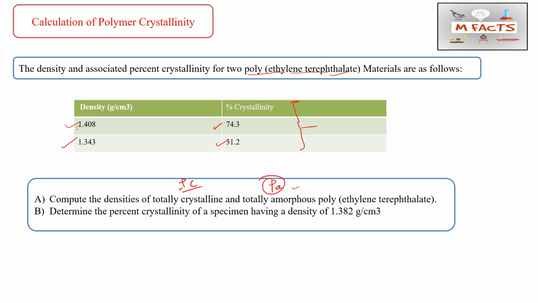This is the amorphous polymer, and the B part is to determine the percent crystallinity of a specimen having a density of 1.382 gram per centimeter cube. Once we are able to calculate rho C and rho A, then we will move to the B part and calculate it. So for this question, first we will calculate the A part. In this A part we need to calculate rho C and rho A. Now we will see how to calculate rho C and rho A from the given data.